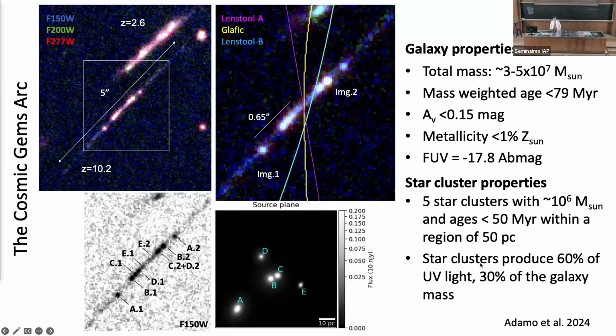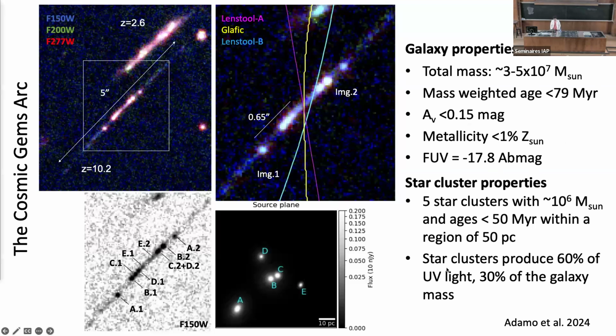The star clusters produce 60% of the UV light of the galaxy. The galaxy has an absolute UV luminosity of -17, so it's like a faint dwarf at redshift 10, and it hosts 5 star clusters within it. The mass of the clusters is roughly 30% of the total mass of the galaxy. So here you see some of the data.